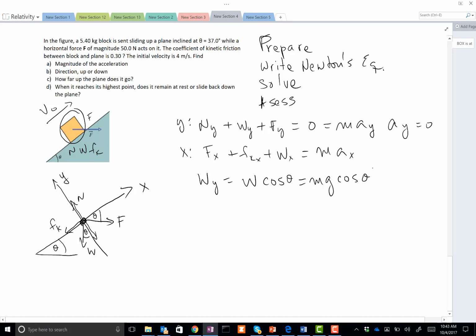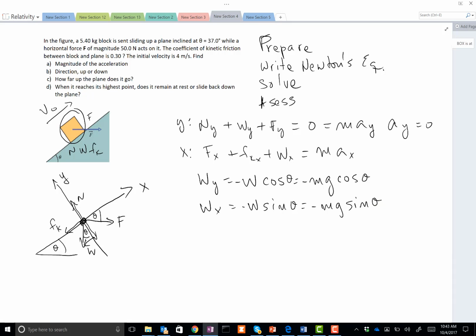Let's do now the x component of the weight. The x component of the weight would be this one here, so that is W sine theta, and that is negative. This one here was negative too, I forgot to say that. So this is negative because it's pointing in the negative y-axis, and this is also negative because it's pointing in the negative x-axis. So this is minus mg sine theta. So we have the components of the weight.